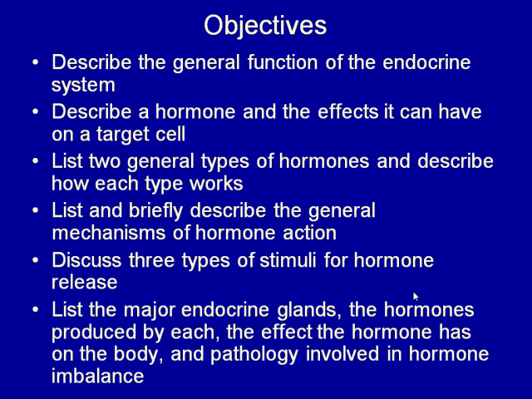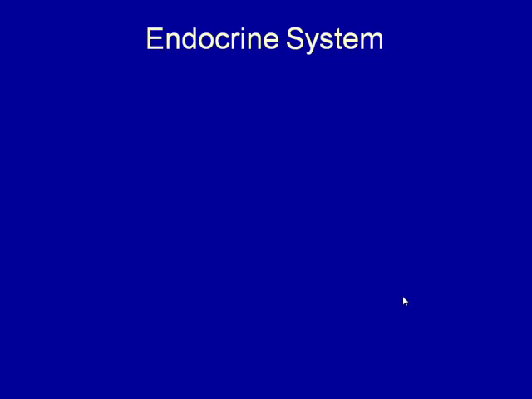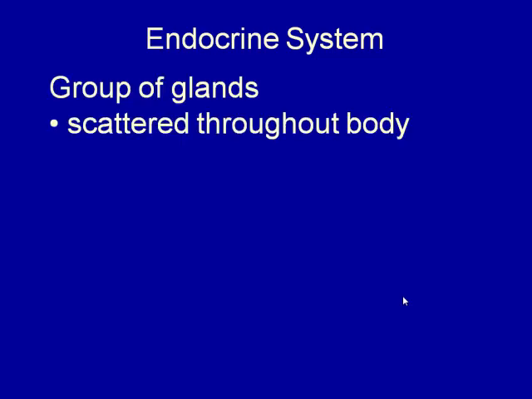List the major endocrine glands, the hormones produced by each, the effect the hormone has on the body, and the pathology involved in hormone imbalance for each. There's no way around it, folks. This one is straight memory work. But let's get started. The endocrine system is a group of glands that is scattered throughout the body.